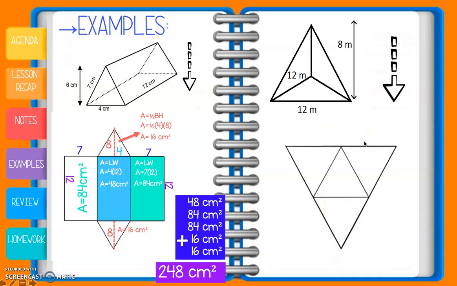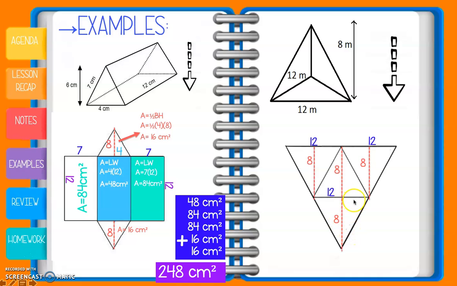Now we need to attach our measurements. I can see that the base of the triangle is 12, okay? All of the bases of the triangles are 12. The height of the triangle is 8. The height of all of the triangles is 8.